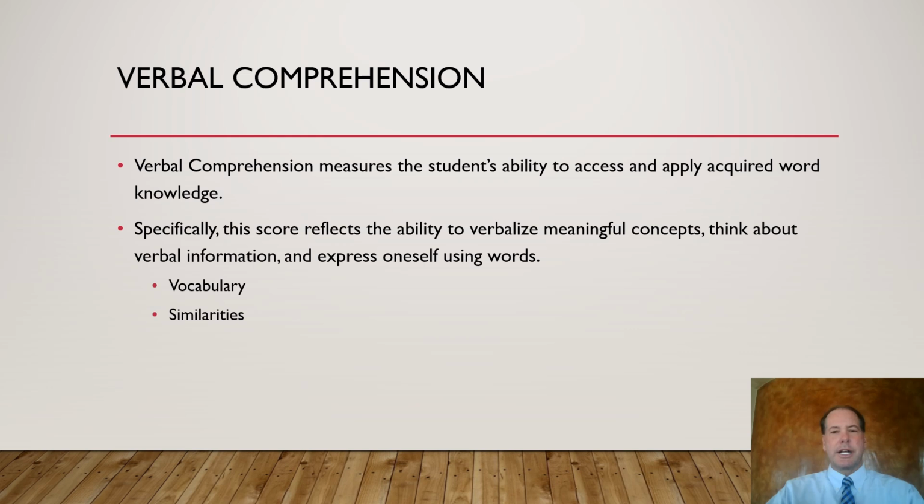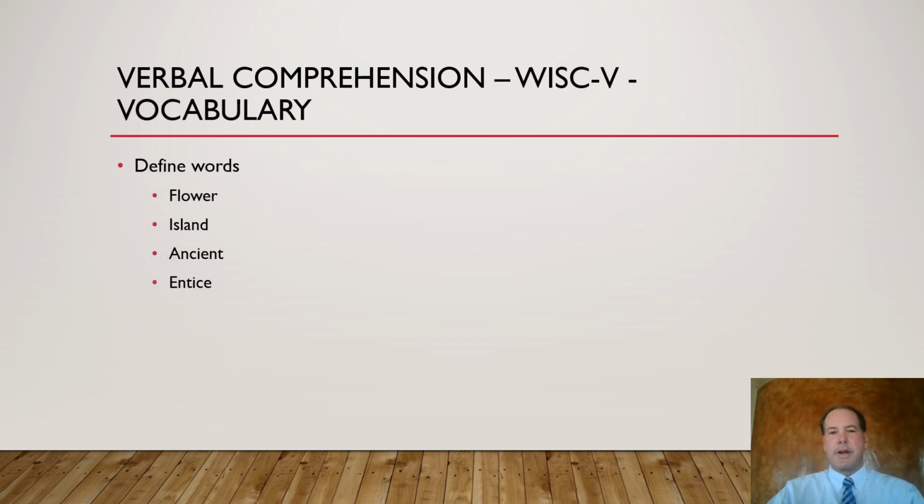Another area that is looked at is what's called verbal comprehension. Verbal comprehension measures the student's ability to access and apply acquired word knowledge. Specifically, this score reflects the ability to verbalize meaningful concepts, think about verbal information, and express oneself using words. A couple of the different subtests that are used in the WISC-5 are vocabulary and similarities. For vocabulary on the WISC-5, they would have to simply define words. For example, what is a flower? What is an island? What is ancient?